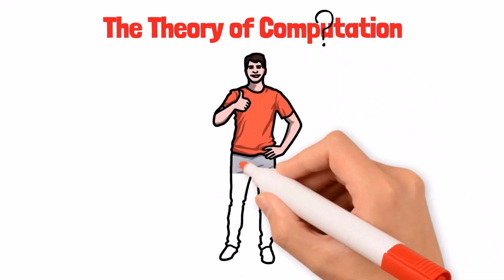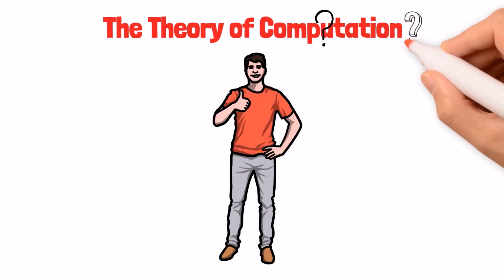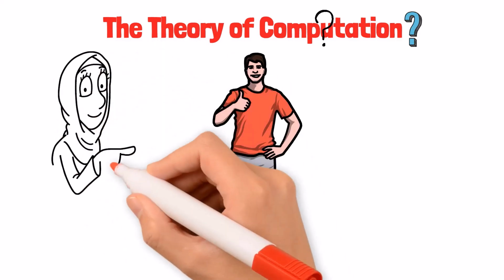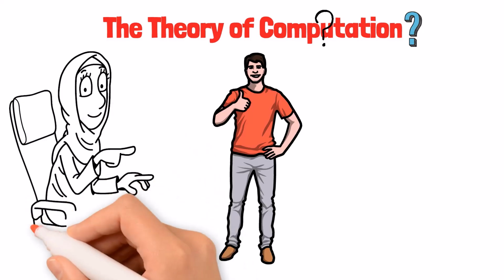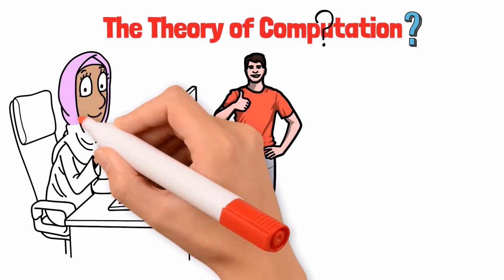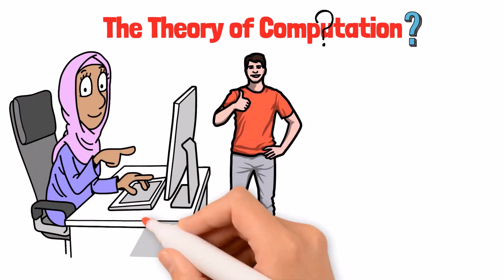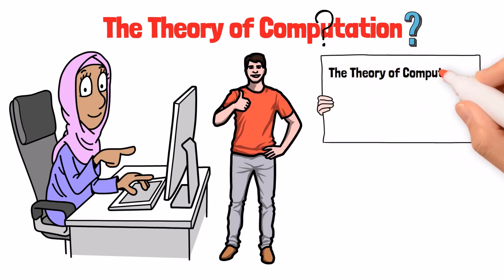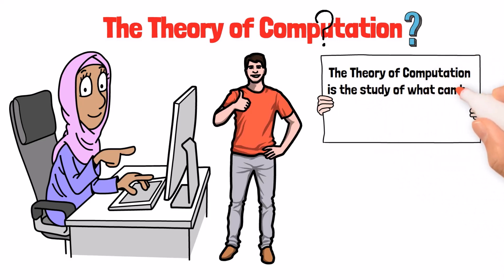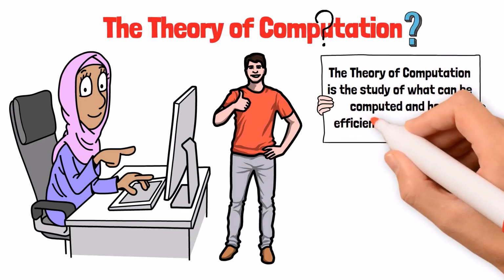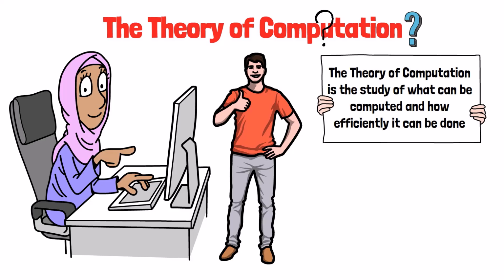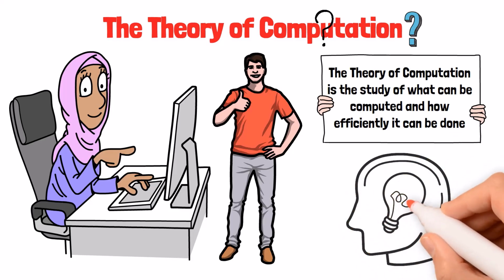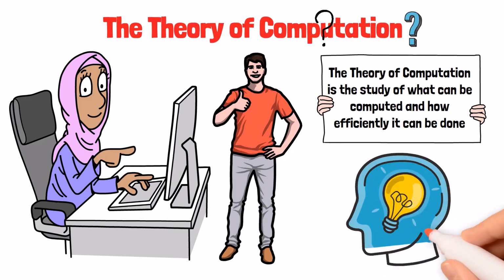Ready? Let's go. What is the theory of computation? The theory of computation is a part of computer science that helps us understand how computers solve problems, what kind of problems they can solve, and what they cannot. A famous definition says, the theory of computation is the study of what can be computed and how efficiently it can be done. Think of it like the mathematics of computer science, but instead of solving numbers, we're solving puzzles about thinking and problem solving.